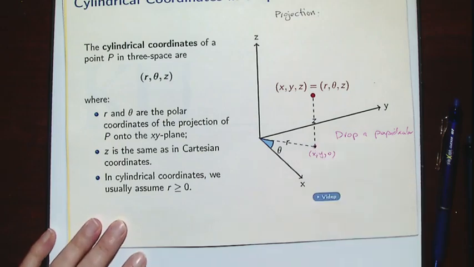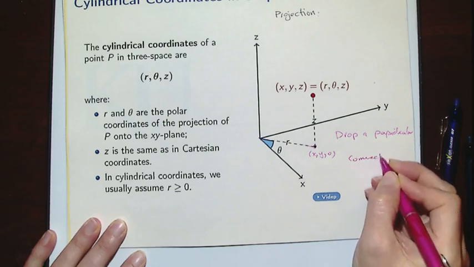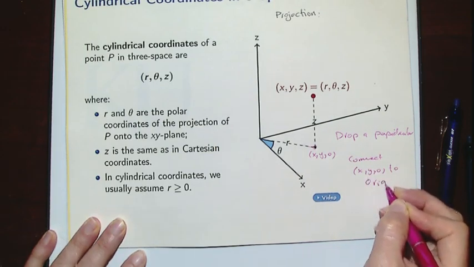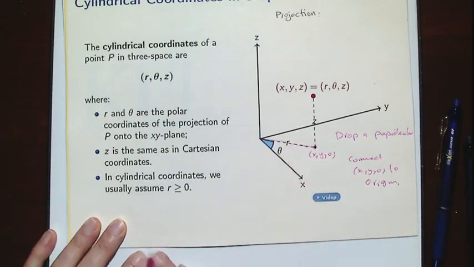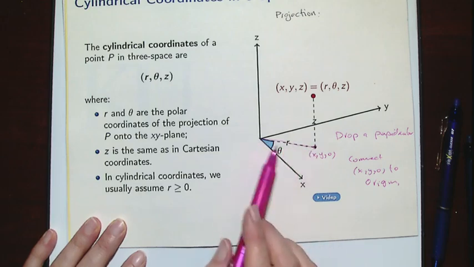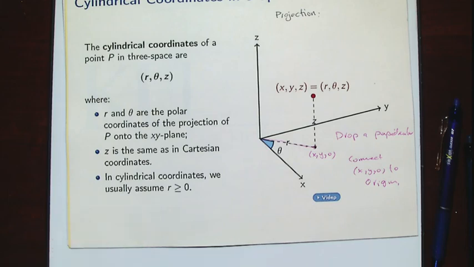Then from this point, connect x, y, and 0 to the origin. This length is going to be r. Theta still is the angle that radius makes with the x-axis. So x and y are going to follow exactly the same routine that polar coordinates followed.